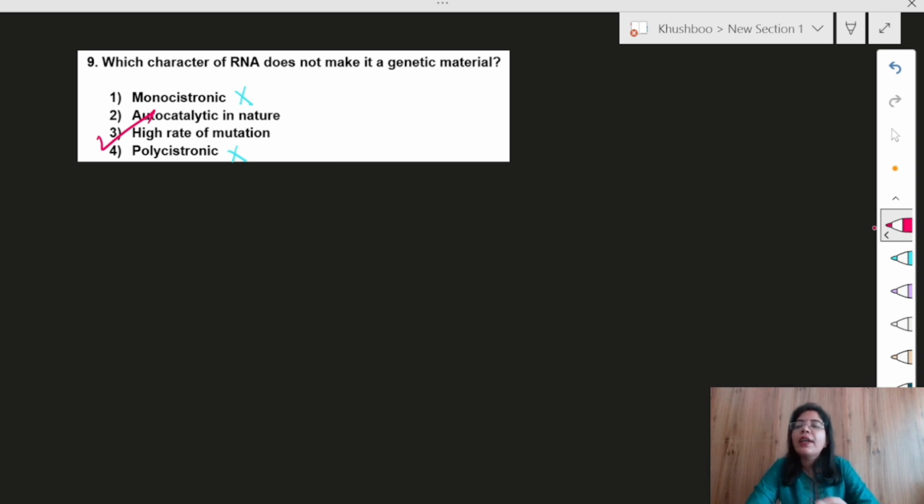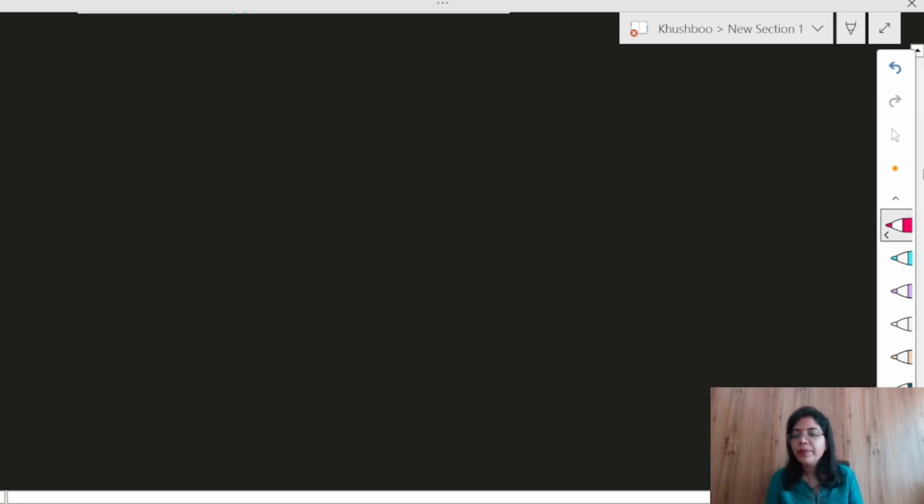Autocatalytic nature means RNA can make another RNA. It is catalytic, autocatalytic, right? DNA is not autocatalytic. For making DNA, you require so many things, right? But RNA can act like a ribozyme, right? DNA cannot itself do any work, right? But RNA acts like a ribozyme, so it is autocatalytic in behavior. But that does not mean that we can choose it as genetic material. The most appropriate reason not to choose RNA as genetic material is that the rate of mutation is very high here, that we cannot afford, right?